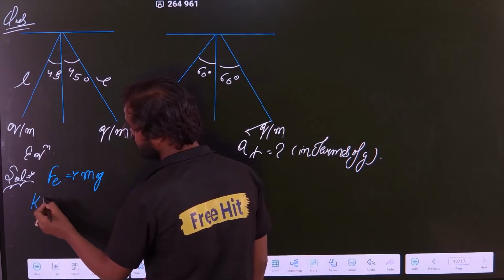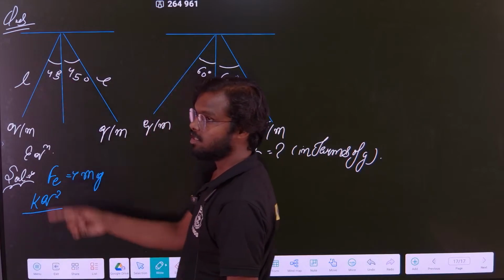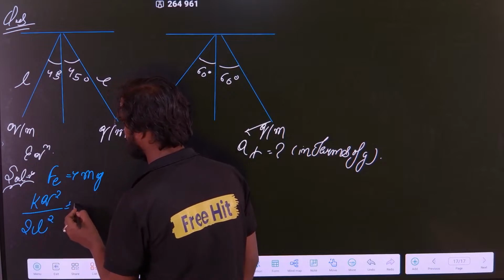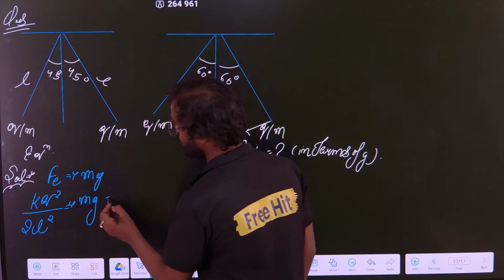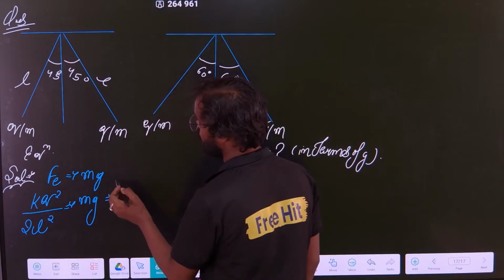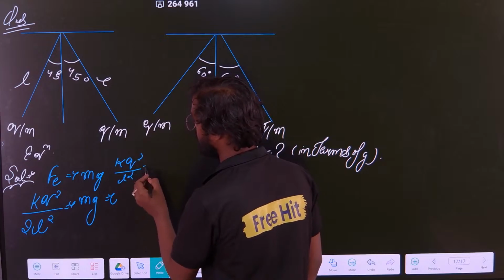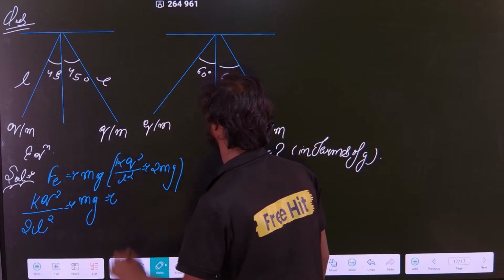What is electrostatic force? K q square upon 2L sin 45. Sin 45 is 1 by root 2, so it is 2L square, correct. That is equal to mg. So from here I can write kq square by L square is equal to 2mg. Correct, this relation.